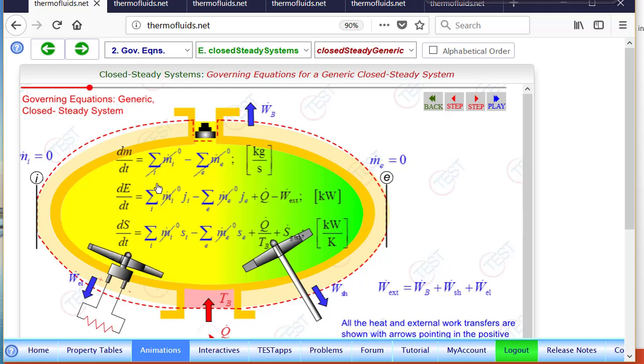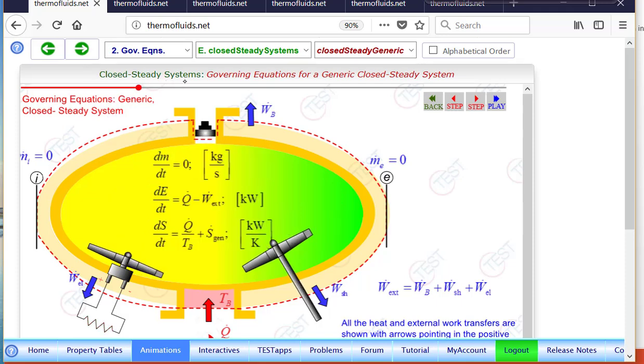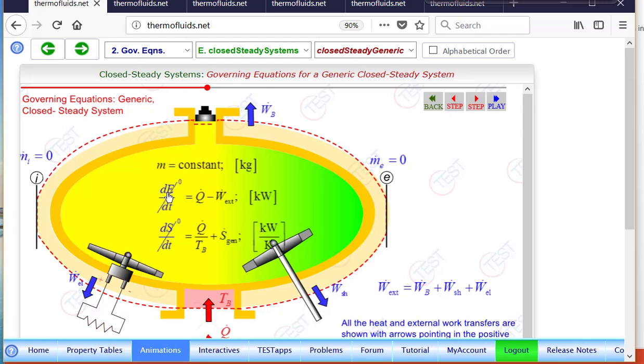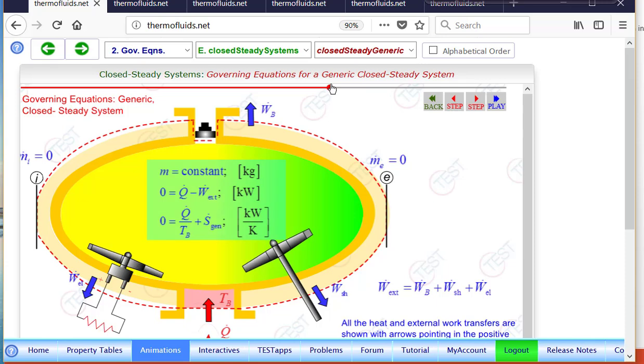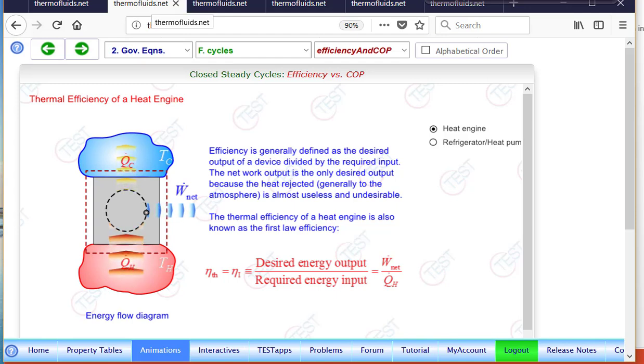Closed means all the transport terms go away, and steady means all the unsteady terms, the dE/dt, dm/dt, and dS/dt terms go away. So as a result, the equations become very simple. Only heat and external work transfer and entropy transfer and entropy generation are left. So let's see how they apply to a cycle.